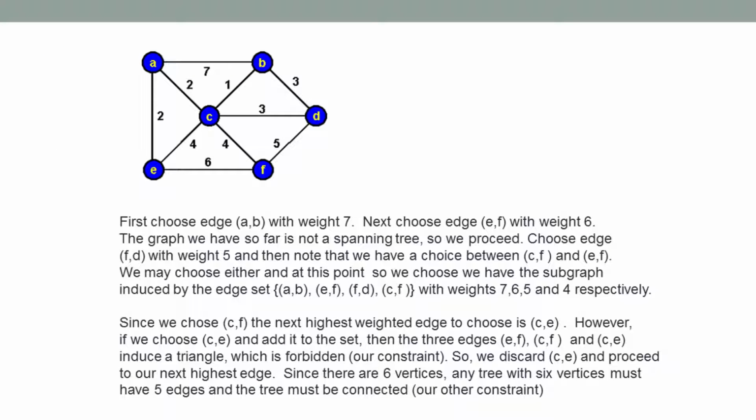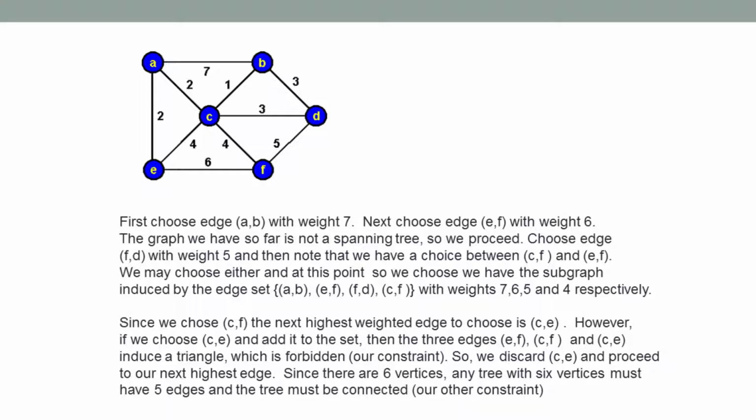Now that we have edge AB with weight 7, and edge EF with weight 6, we have two disjoint edges. The graph that they induce has no cycle, so we keep going. The next edge we choose is FD, because it's the next heaviest weight. And so we have 3 edges so far.